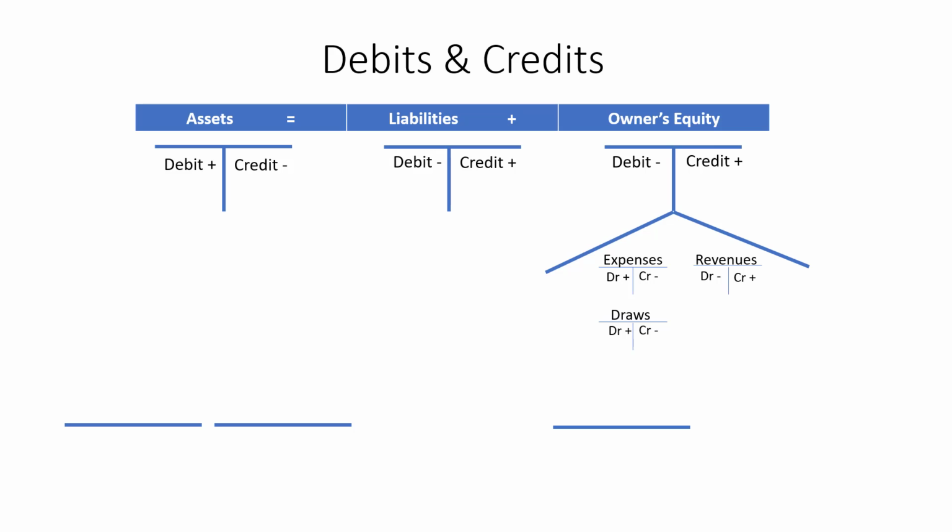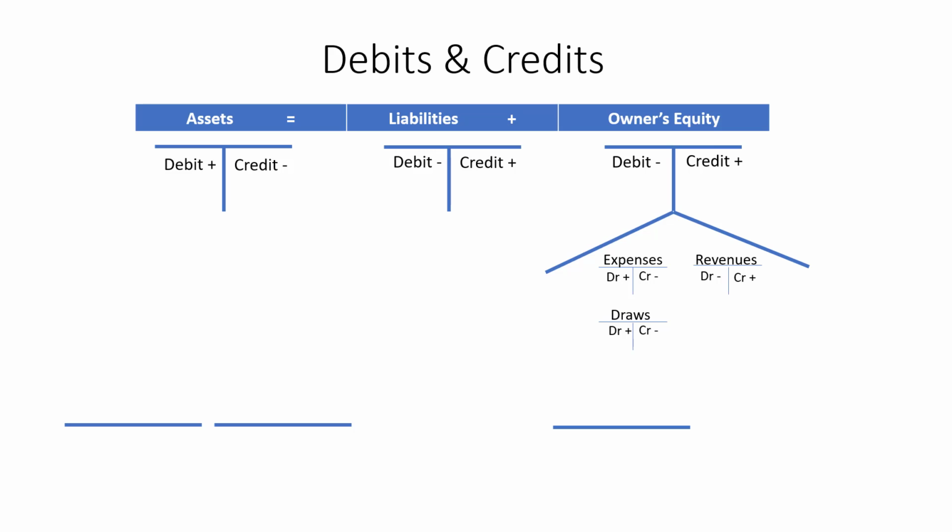What really used to confuse me when I was learning accounting was that if the normal balance of owner's equity is a credit, how come expenses and draws have a debit normal balance while revenue has a credit balance? The reason is because all of these are known as temporary accounts, meaning they get closed out to our owner's equity account at the end of a period.